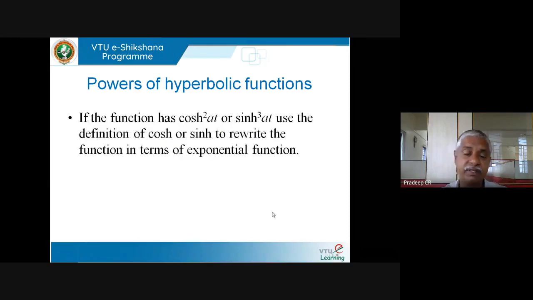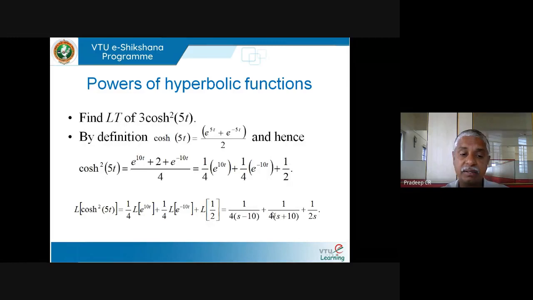Basically, this is how you would integrate or differentiate also. Oh, I have made a small mistake here. It's not a big deal. I was asked to find the Laplace of 3 cosh square 5t, but finally I ended up writing the Laplace of cosh square 5t. So multiply the whole thing by 3.